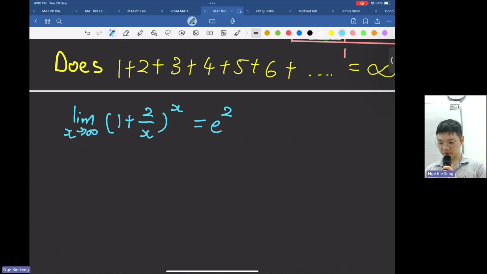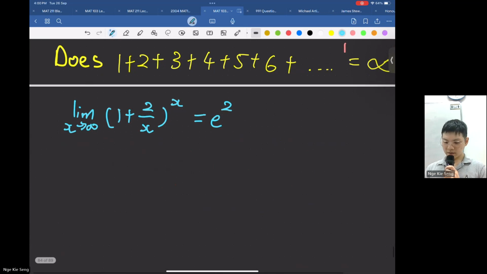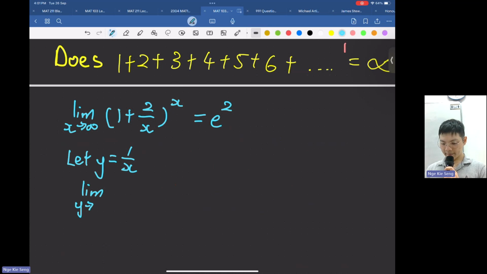Let me think what's the natural way to plan. Okay, how about we look at this limit instead. Let y be 1 over x. So we somehow invert the limit to y. If x goes to infinity, y goes to 0. So we invert the limit.